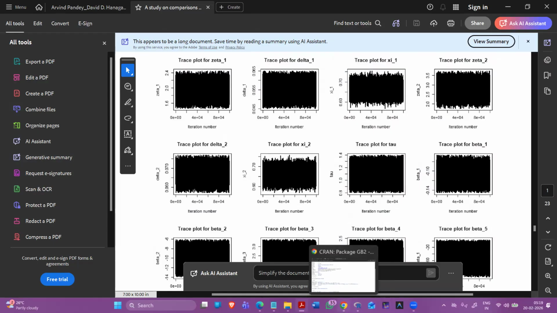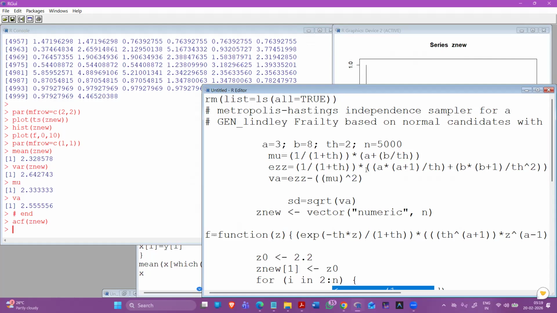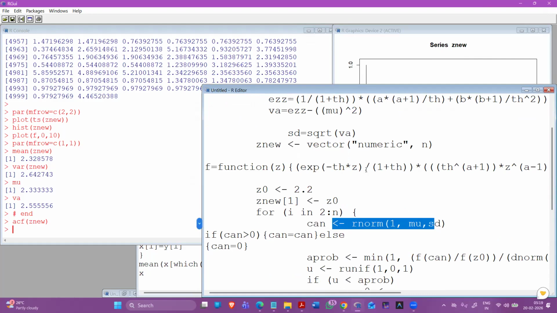So what was the thing in the R code? We had only one unknown value in this code. What are we generating in this code? We were generating only Z. Only one value was unknown. Yes or no? Right. So that's why it was easy to converge and easy to mix well.